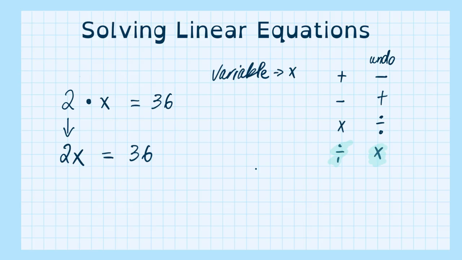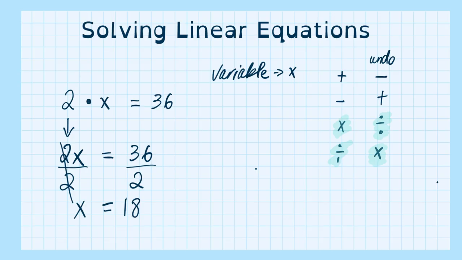Okay, we're going to go back and think about what did we do? How do we undo multiplication? To undo multiplication, we got to do division, which is the opposite of multiplication. So let's go ahead and do that. So we're going to divide both sides, right? Divide both sides by 2. Okay, these 2 will cancel, and then 36 divided by 2 will equal 18.